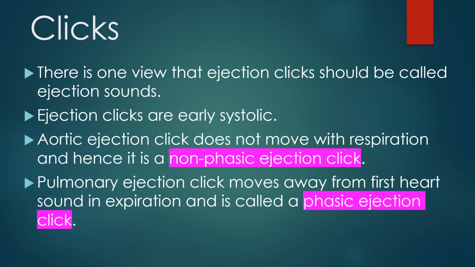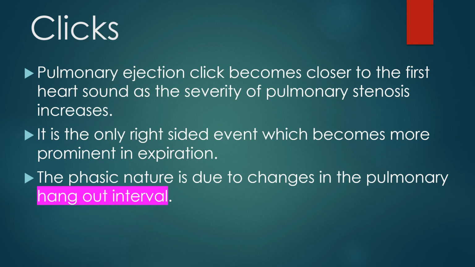Aortic ejection click does not move with respiration and hence it is non-phasic ejection click. Pulmonary ejection click moves away from first heart sound in expiration and is called a phasic ejection click. Pulmonary ejection clicks become closer to the first heart sound as the severity of pulmonary stenosis increases. It is the only right-sided event which becomes more prominent in expiration. The phasic nature is due to changes in the pulmonary hangout interval.